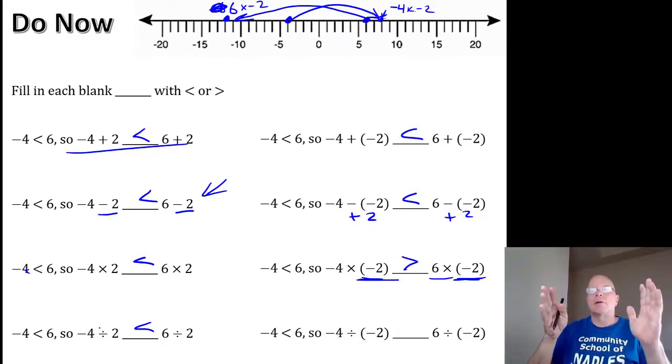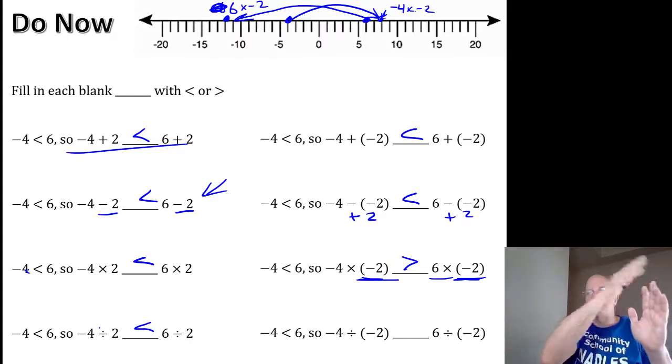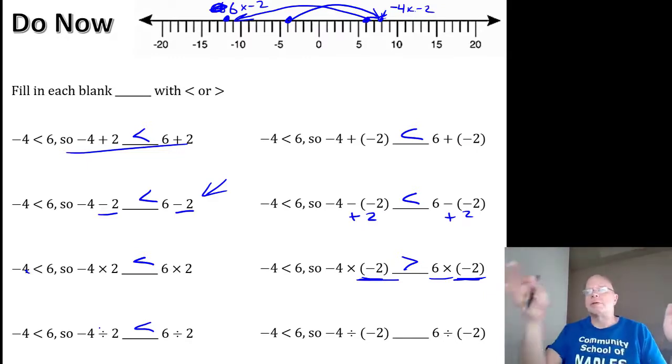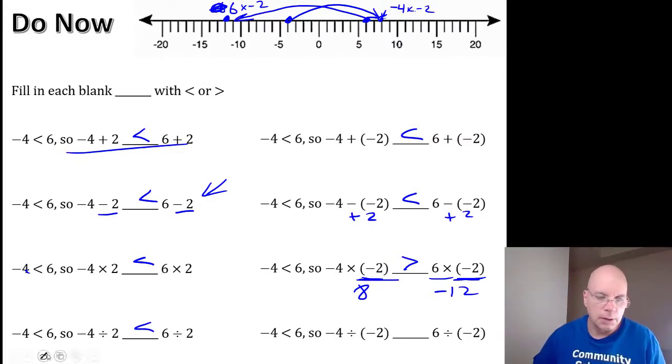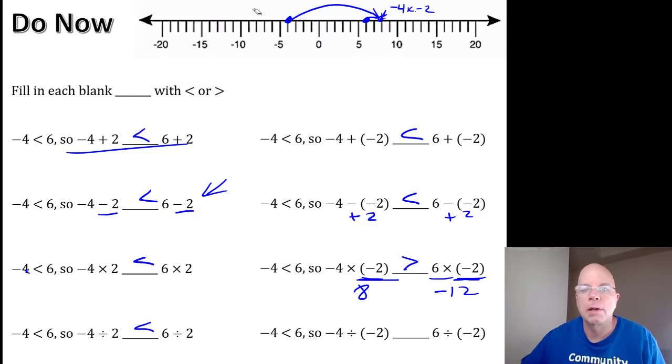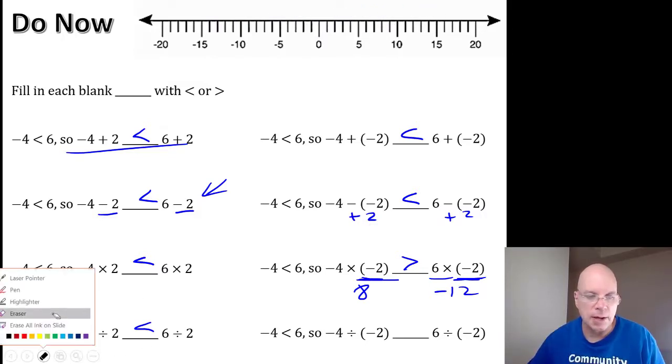Here's a -4, and here's the +6. When you multiply by -2, it's like multiplying by the opposite of 2. The sign changes if you take the opposite, and so they switch over. And this positive 8 becomes greater than negative 12. If we go back to the original situation, with negative 4 is less than positive 6.